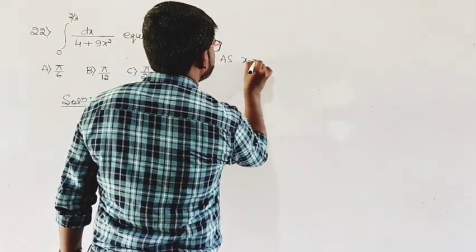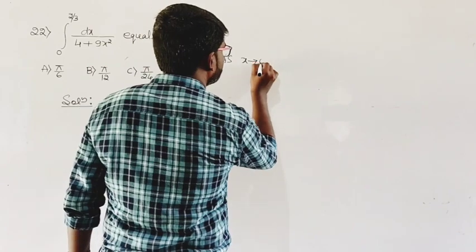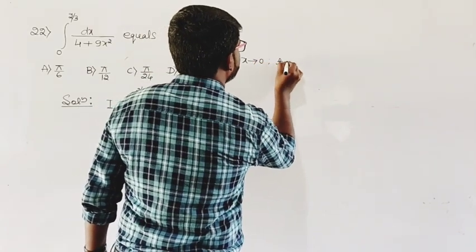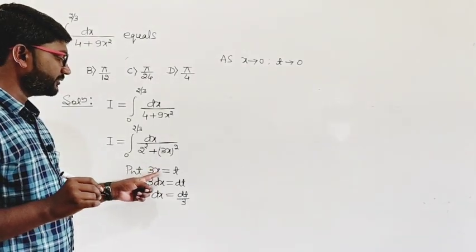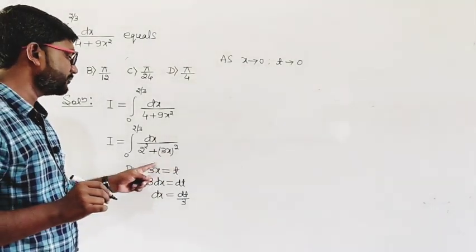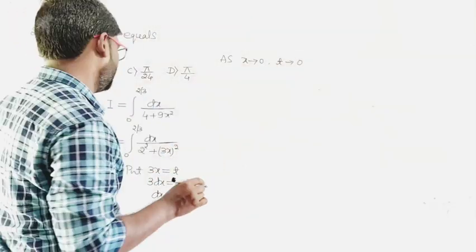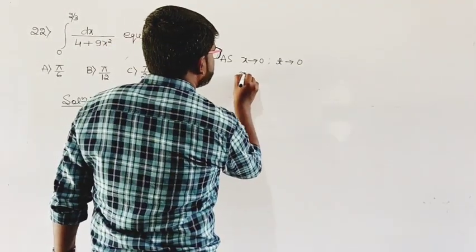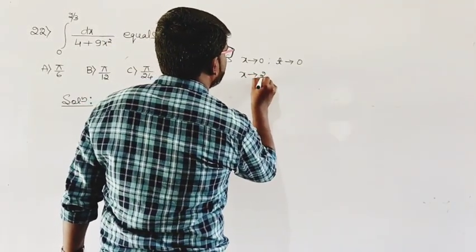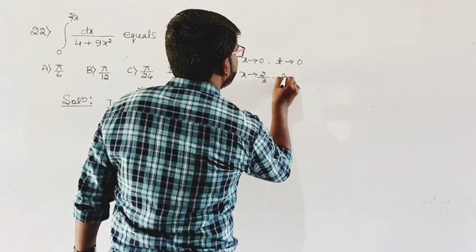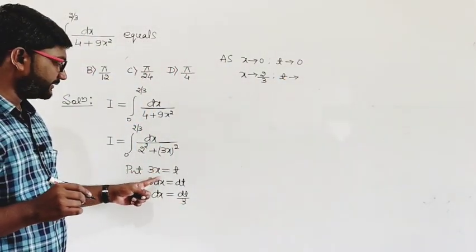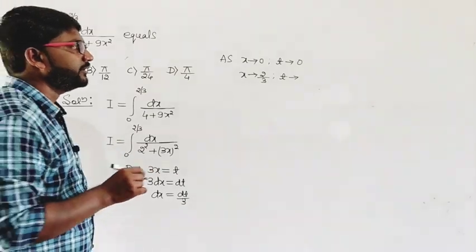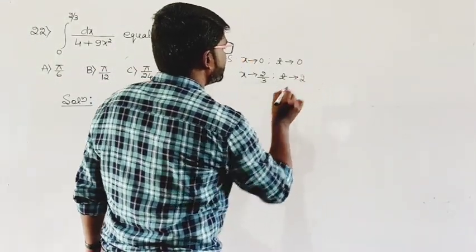As x tends to 0, t tends to 0. Put 0 in place of x, 0 into 3 is 0. So t equals 0, which means t tends to 0. As x tends to 2/3, then t tends to, in place of x I have to write 2/3, 3 and 3 get cancelled, we have 2, that means t tends to 2.